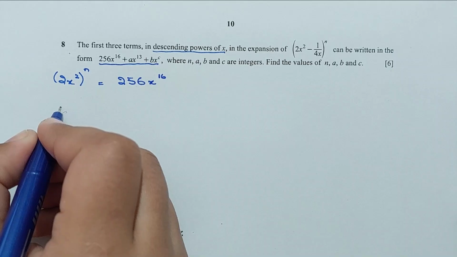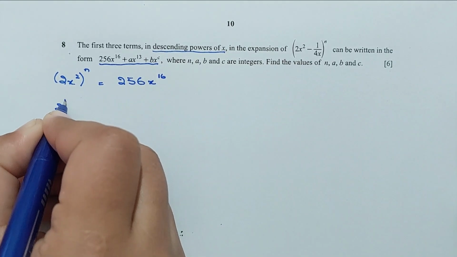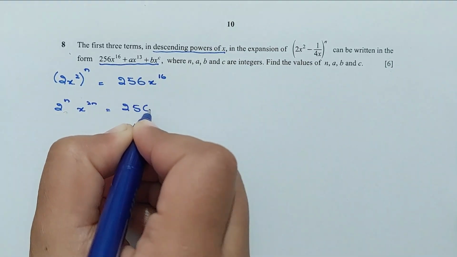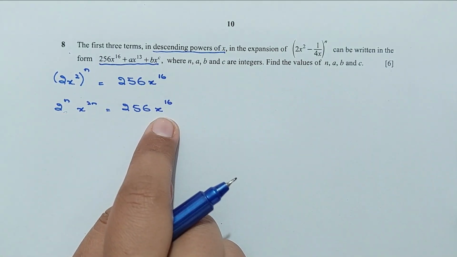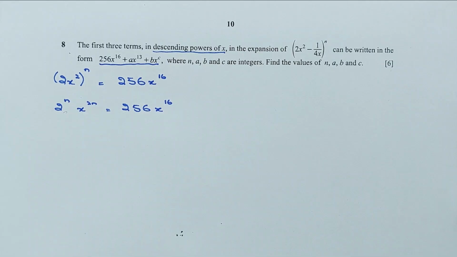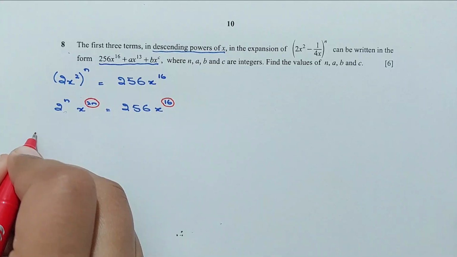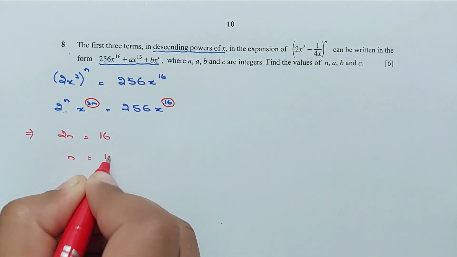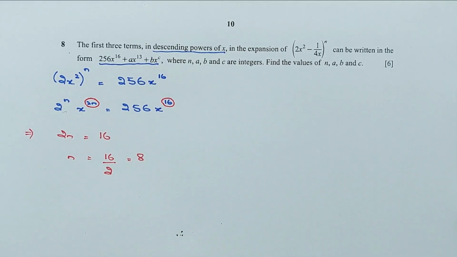So we have 2 exponent n and x exponent 2n. This is equal to 256 x exponent 16. We can equate when both the x exponents are the same. So here 2n should be equal to 16. So n should be equal to 16 by 2, which is equal to 8. So we have solved for n. The n value is 8. Okay, now the next term.